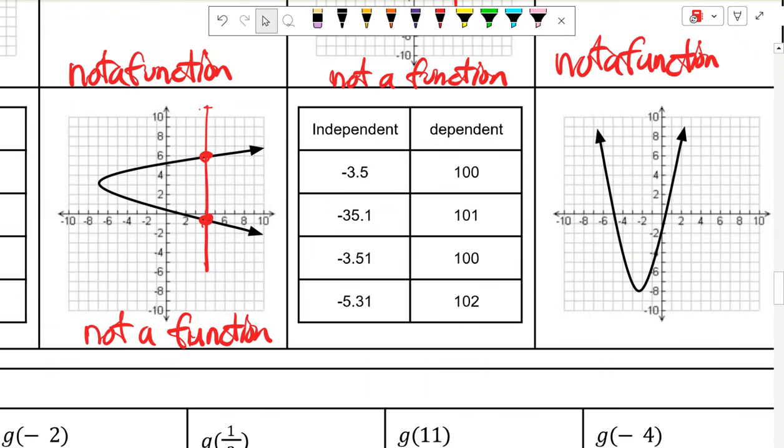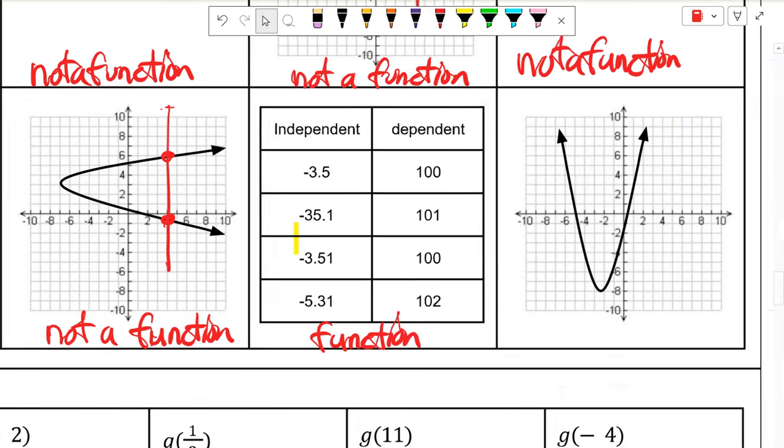Back to a table, take a look at the independents. And you can see that we have -3 and 5/10, -35 and 1/10, -3 and 51/100, and -5 and 31/100. Now they appear at first that there are some repeats, but there's not. And so we don't need to be looking at the independents. Those can repeat. So this one is a function. And the last one's a graph.